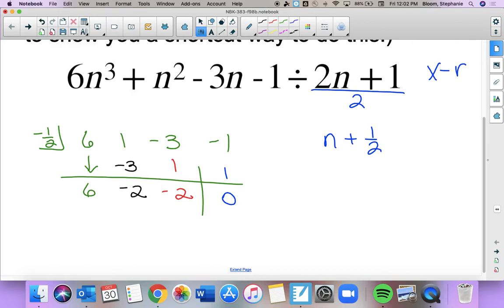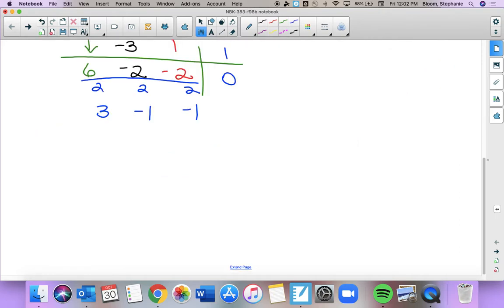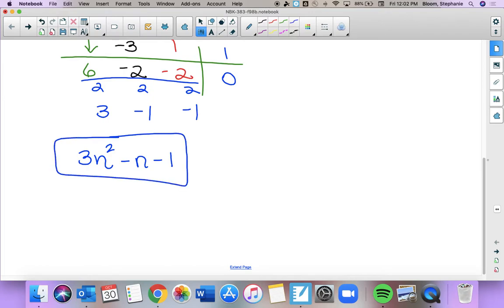Now, here's what you have to do. In your final answer, since I only simplified the right to get it started, I'm now going to simplify the left to keep this equal. So I would take all of this and divide by that coefficient of 2. So I would have a 3, a -1, and a -1. So my final answer, once I put the variables to it, would be 3n squared minus 1n minus 1. Okay?